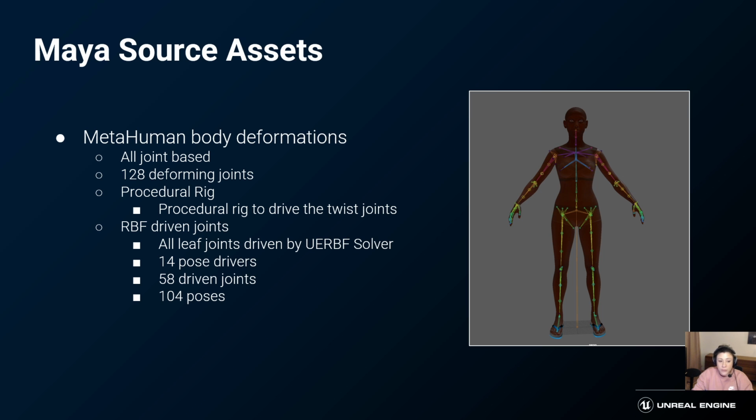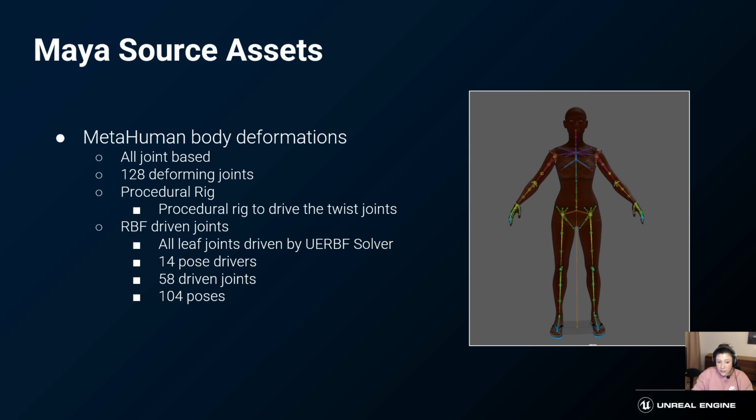All of our body deformations are joint-based deformations. We have 128 deforming joints, 150 joints in total. Of course, this number goes down with the LODs. And if you would like to take a look at the exact joints we use for every LOD, I would recommend either looking at the skin cluster or also checking out the MetaHuman LOD data asset in Unreal Engine.